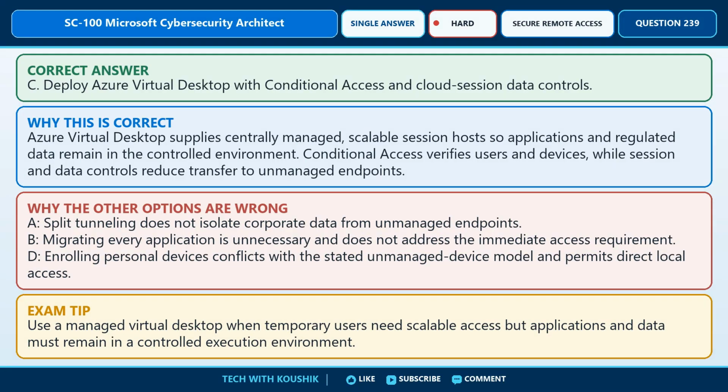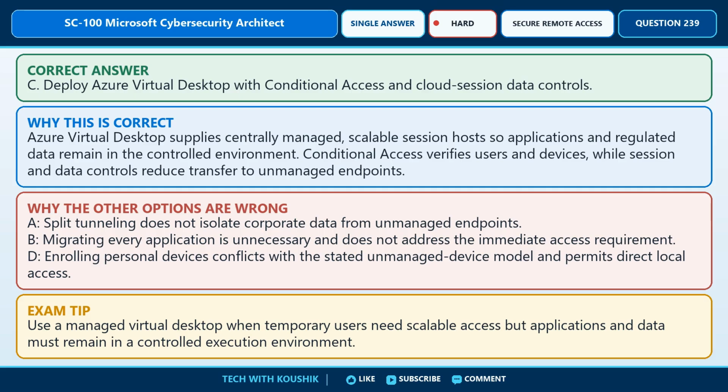The correct answer is Option C: deploy Azure Virtual Desktop with conditional access and cloud session data controls. Here's why. Azure Virtual Desktop supplies centrally managed, scalable session hosts so applications and regulated data remain in the controlled environment. Conditional access verifies users and devices, while session and data controls reduce transfer to unmanaged endpoints. Why are the other options not correct?